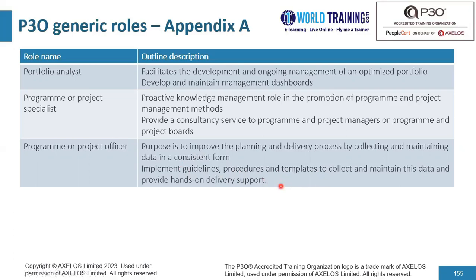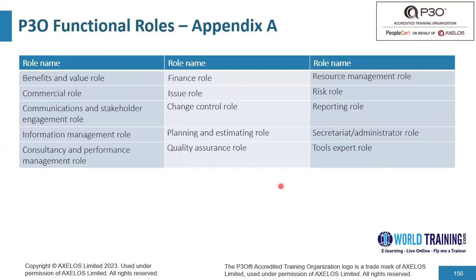So we looked into the management roles and we looked into the generic roles. And finally, let's have a look at the functional roles. These are the various functional roles that we could have on a P3O: a role with some skills and competence in benefits and value management. A commercial role, somebody with some experience in procurement management, especially on high value investment initiatives. We might hire a procurement specialist who has a commercial acumen. Communication and a stakeholder engagement role is another functional role.